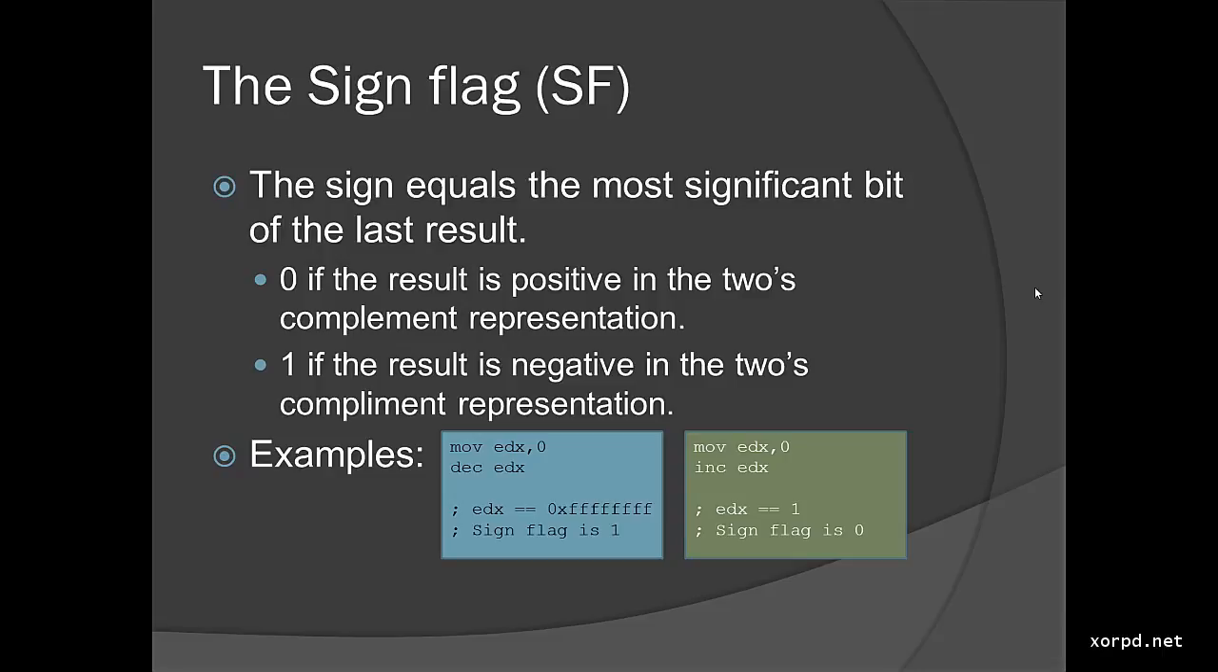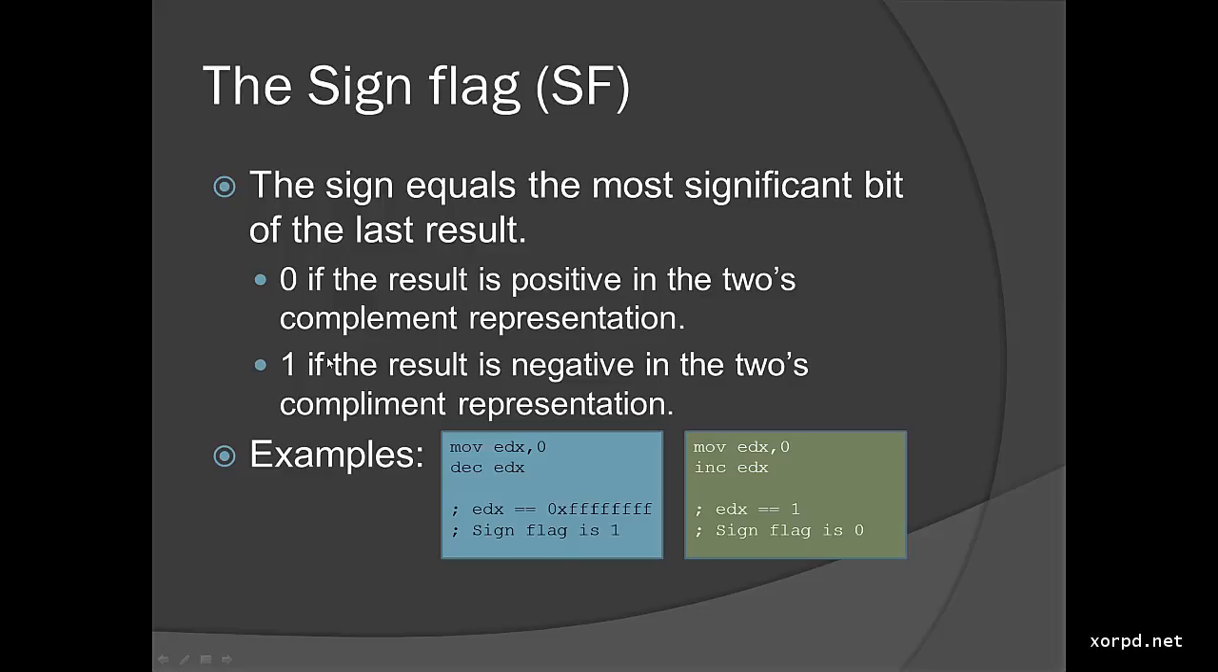Now we could speak about the next one, the sign flag. The sign flag equals the most significant bit of the last result. You can actually think about it as a copy of the most significant bit. After every calculation, the sign flag is just a copy of the most significant bit. So actually the sign flag is 0 if the result is positive in the 2's complement representation, and it is 1 if the result is negative in the 2's complement representation.